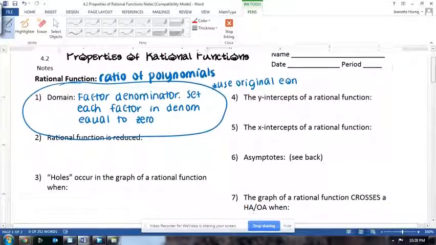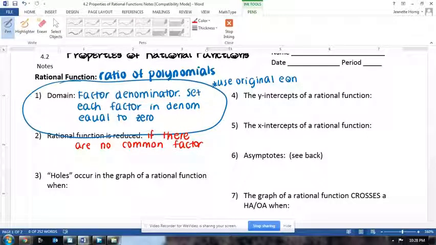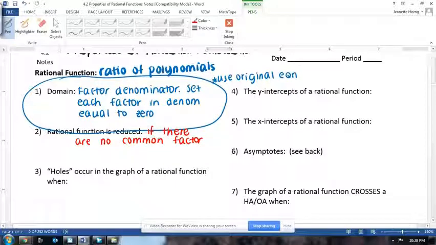Second one is, this might happen, it might not. It depends on the equation I give to you, but a rational function is reduced if there are no common factors between the numerator and denominator. So sometimes you'll factor something on the numerator and then something in the denominator and then you'll see something can cancel out. If that is the case, then you can cancel it out and then you'll reduce it. But if you can't cancel anything out, then your original function would be considered reduced.